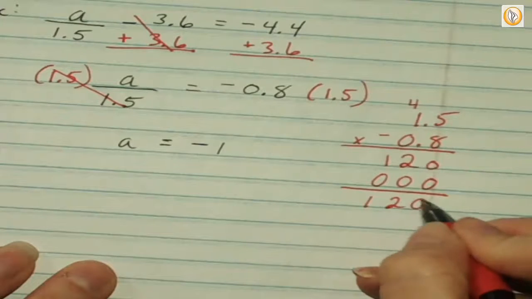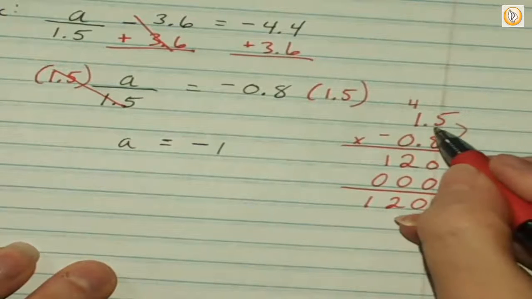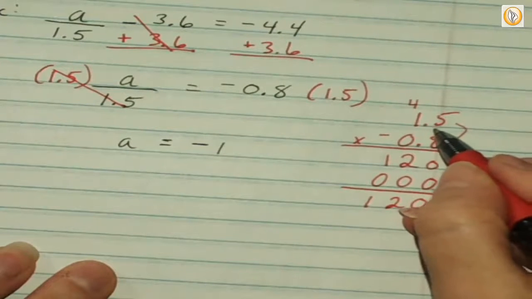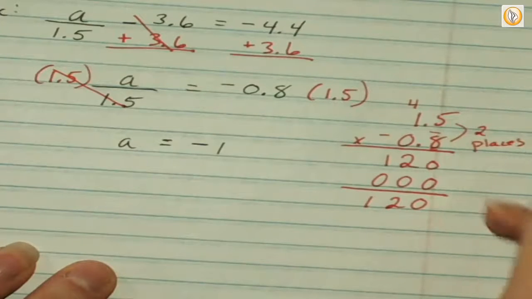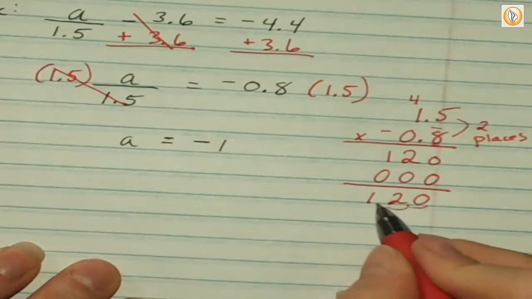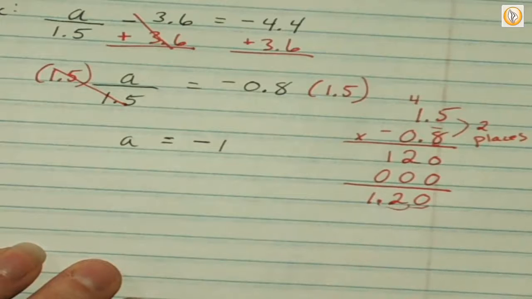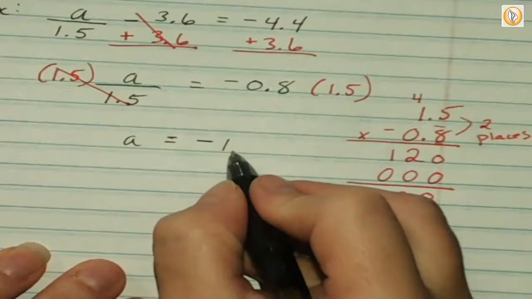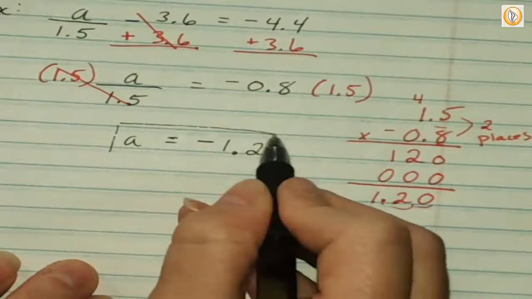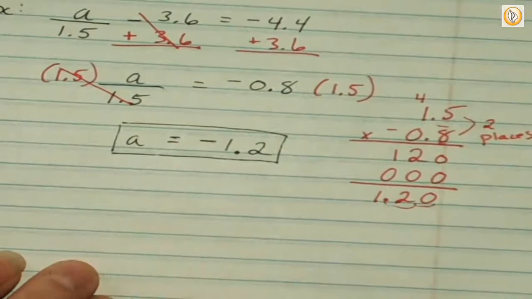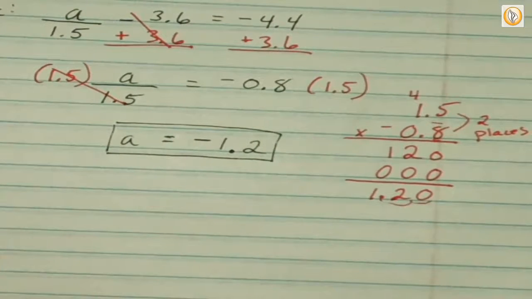1.2. How many total places in the problem behind the decimal? 2, so there's 2 places. So then you move the decimal 2 places. So it's 1.2. There you go. Don't forget the decimal.